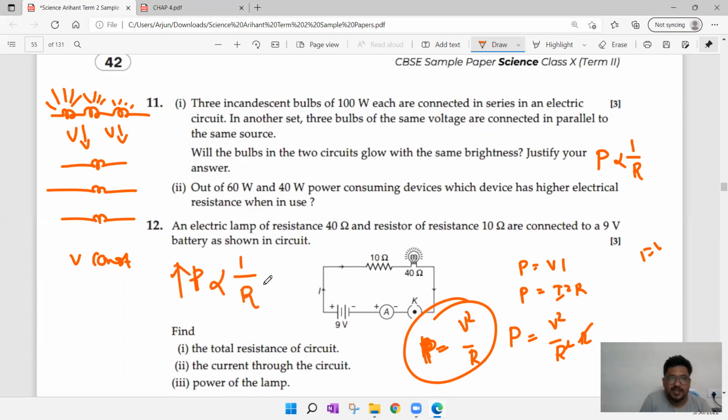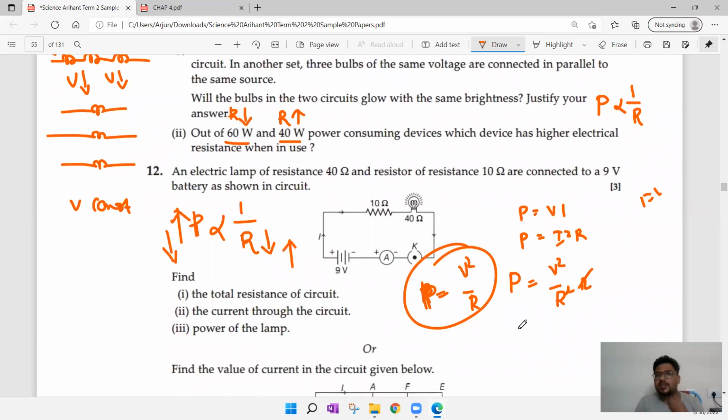If power increases, resistance decreases. If power decreases, resistance increases. If you observe, the 40 watt has the least power, so it has greater resistance. The 60 watt has greater power, so it has the least resistance. That's the answer you can write. You can write this derivation also if needed.